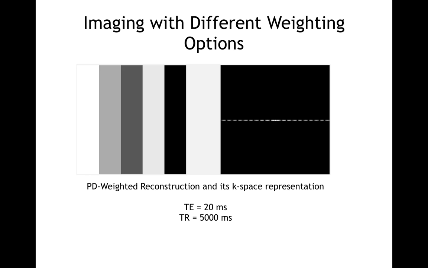I continued with a proton density weighted image. In order to eliminate the effects of both T1 and T2 relaxations, I set TE to a very low value, 20 milliseconds, and TR to a very large value, 5000 milliseconds. It can be seen that the signal intensities of the tissues are proportional to their proton densities, water and fat having the most intense signals, followed by muscle and liver.